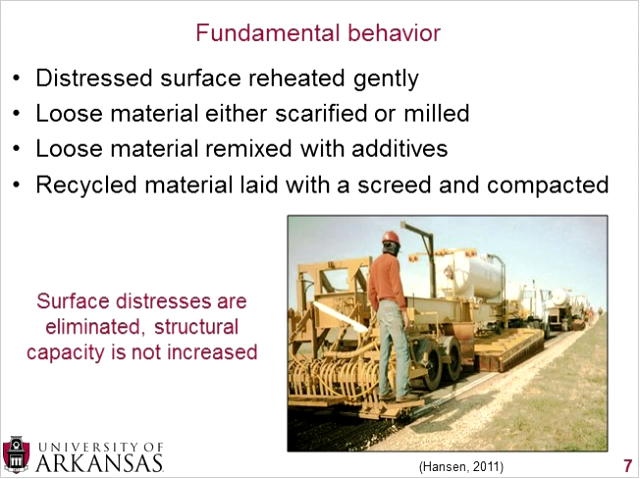Then you can remix the heated material with some sort of additives, as I mentioned on the last slide. You can put in rejuvenating agents, you can put in asphalt binder, you can put in asphalt emulsion. There are a lot of different options there. And then you simply lay it down with a screed and you compact it. What this does is eliminate surface distresses. You do not increase the structural capacity, and you cannot solve structural problems with your pavement, but you can correct surface distresses.